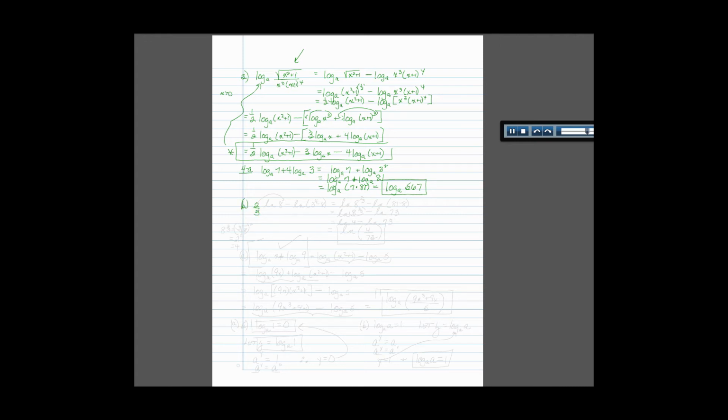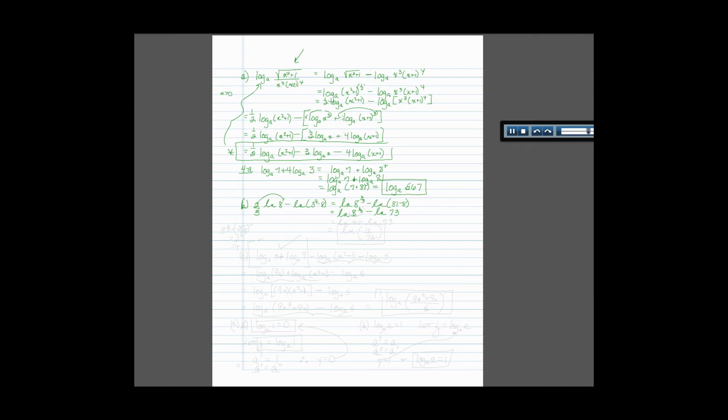I've got 2/3 ln of 8 minus ln of 3 to the 4th minus 8. First thing I'm going to do, I'm going to move that up to the exponent spot. So I've got ln of 8 to the 2/3 minus ln of, we can go ahead and multiply that out. That's 81 minus 8. So we have ln of 8 to the 2/3, we'll deal with that in just a second, minus ln of 73.